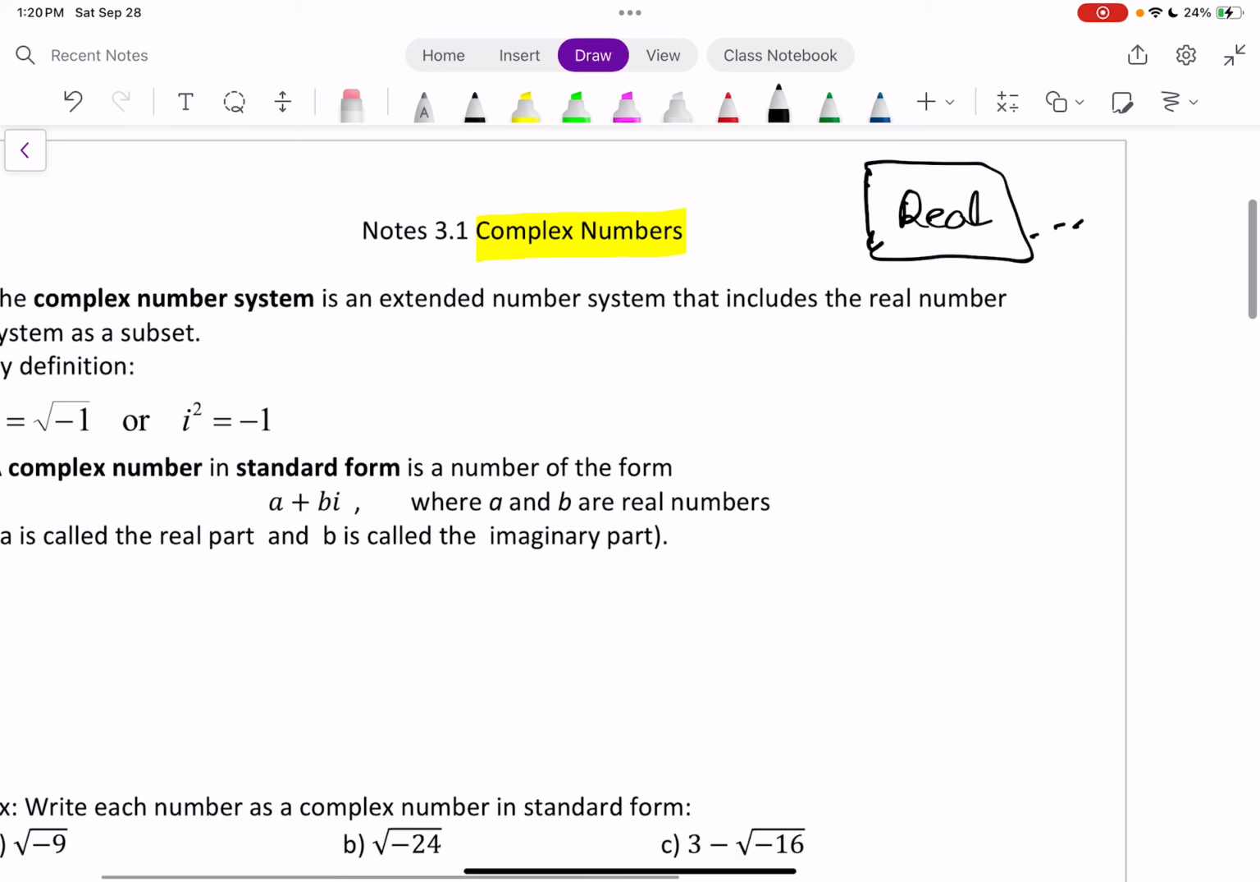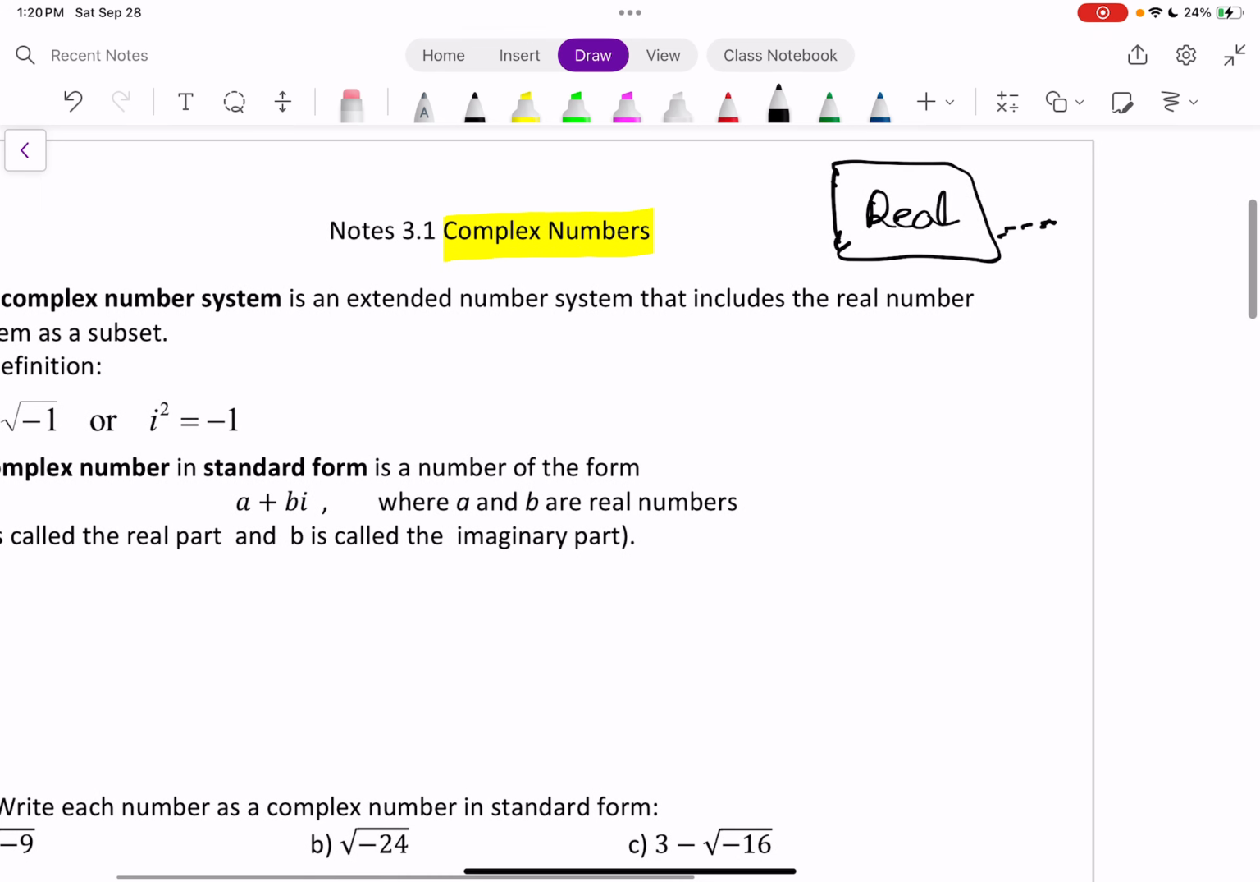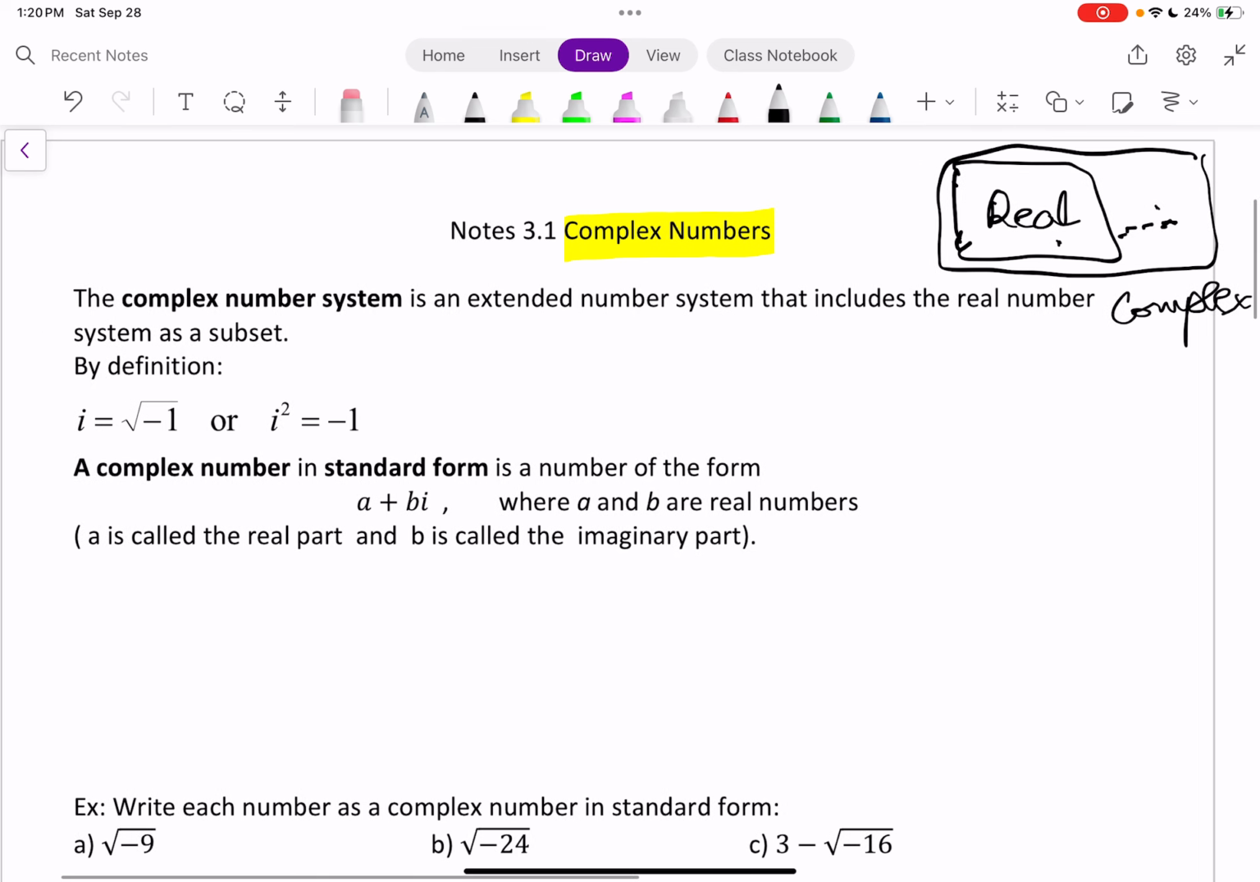So then we had to include those in the set of real numbers and say, okay, the new set of numbers, the reals and the non-reals, is going to be called complex. So that's what the complex number system is. It's an extended number system that includes the real numbers as a subset.